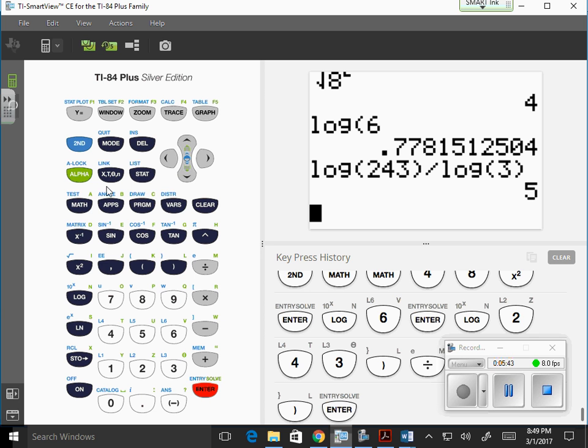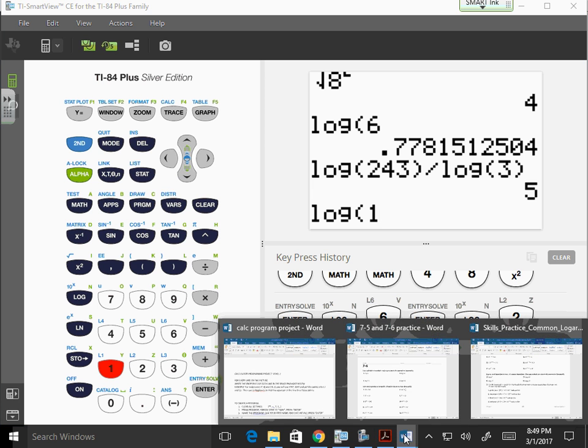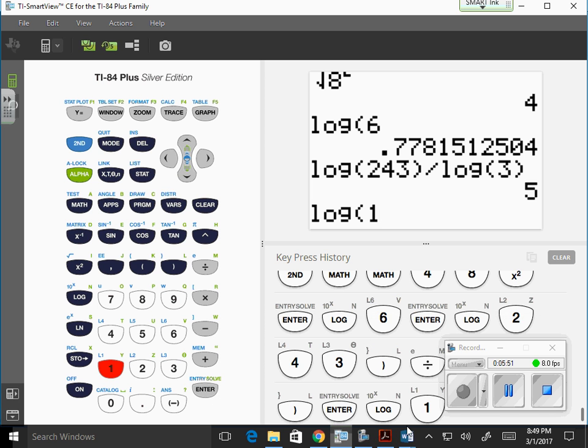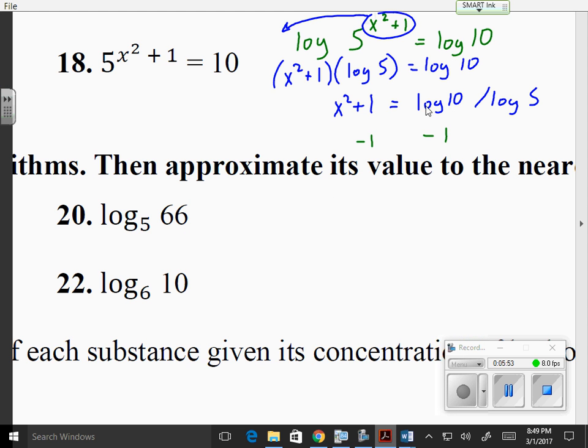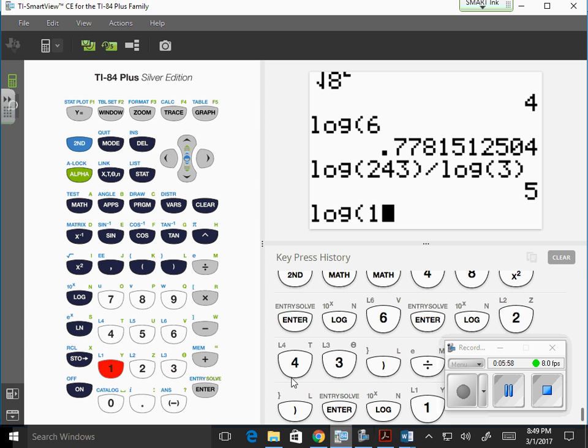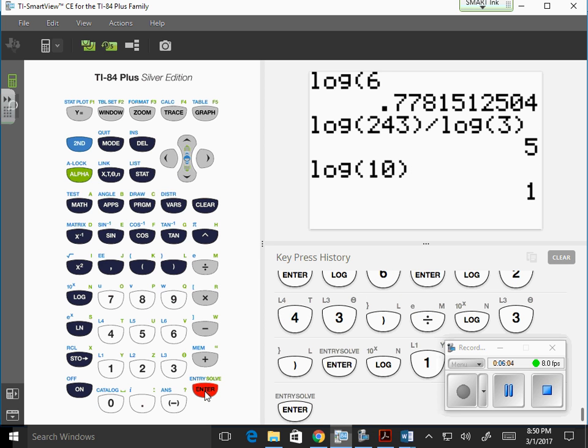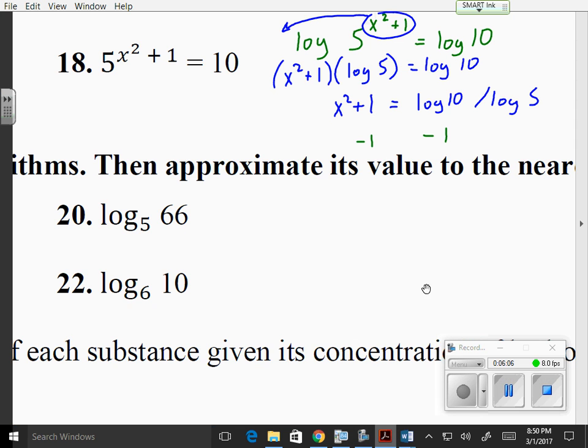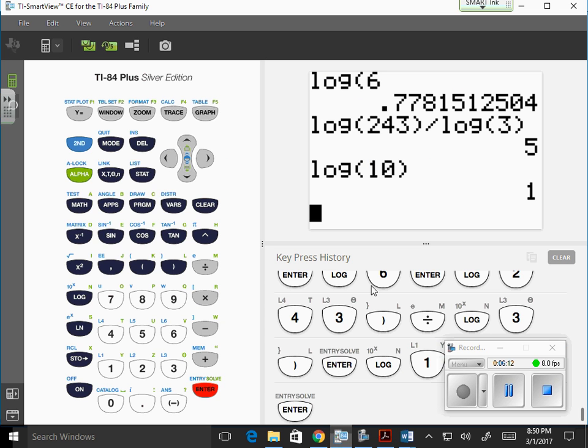Log 10 divided by log of 5. Log of 10. Wait a minute. Let's go back. Maybe make this easier on ourselves. Log of 10 is what? Log base 10 of 10 should be 1. So really, we have 1 divided by log of 5, minus 1. We'll go ahead and put the whole thing in our calculator.